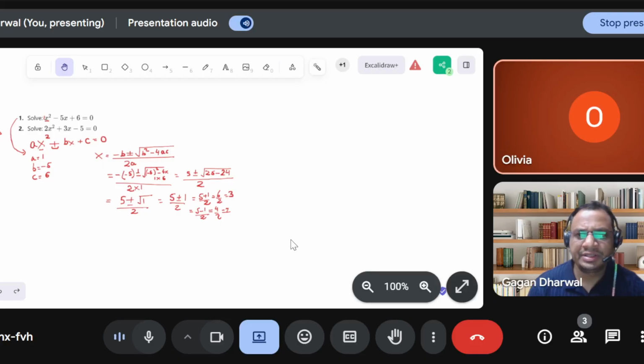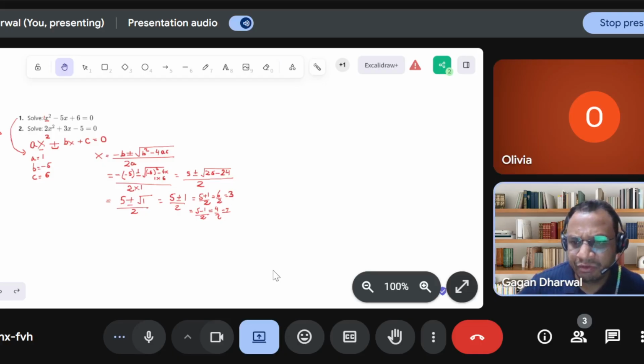In this case, the value of a came out to be 1, b was minus 5, and c was 6. Then we have the quadratic formula, x equal to minus b plus minus root of b square minus 4ac upon 2a. We just have to plug in the values. When you put in the values of a, b, and c and solve it, we get the two values of x. And we should get two values of x because it's degree 2, right? The highest power is 2. There should be two values of x. So we got two values as 3 and 2.